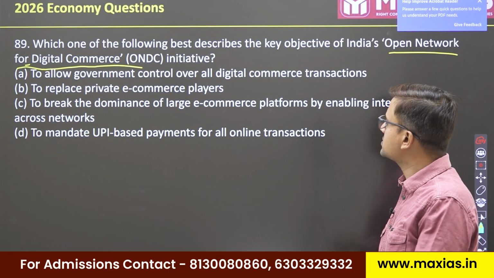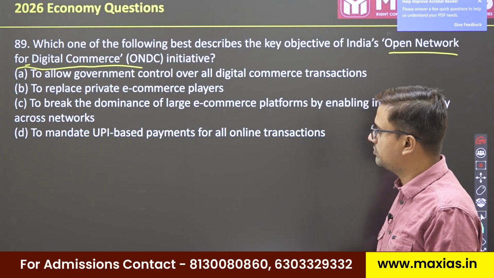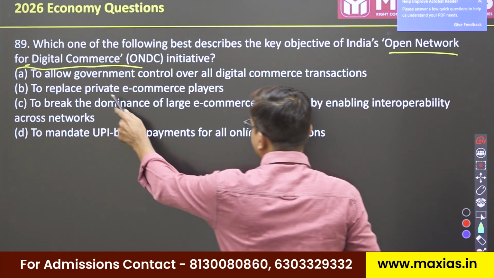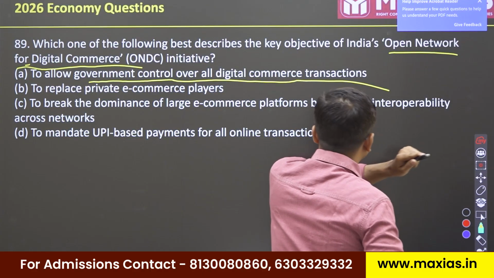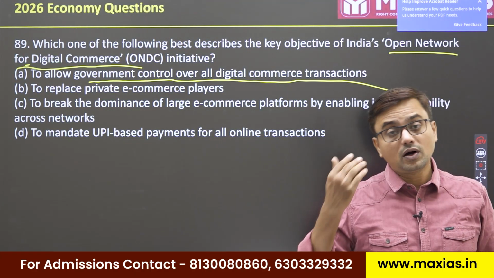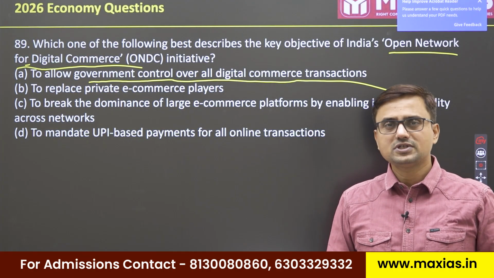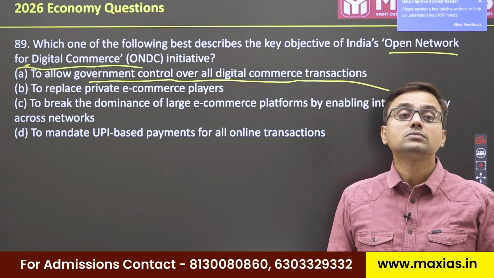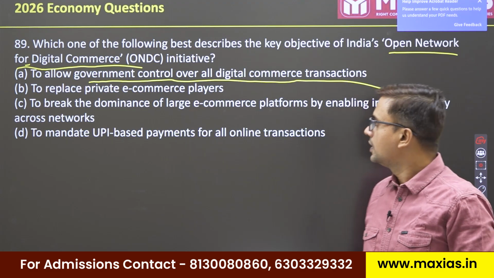Which one of the following best describes the key objective of India's open network for digital commerce? To allow government control over all digital commerce transactions. Government control over all digital commerce transactions. Possible? Feasible? No. So eliminate statement 1. Okay.